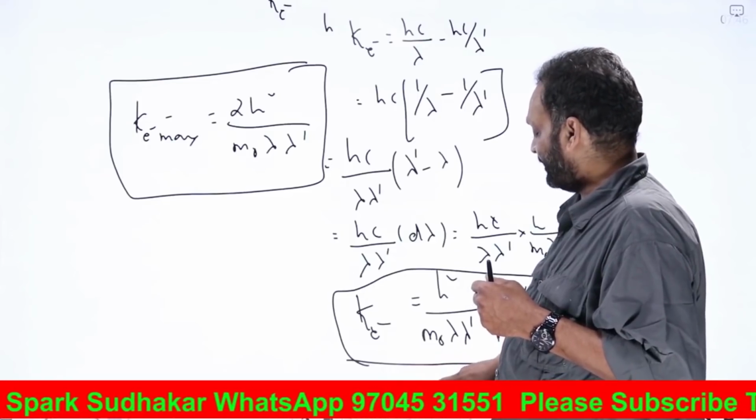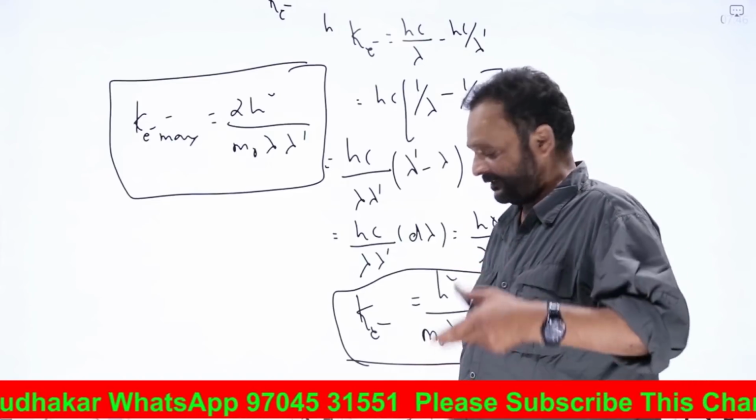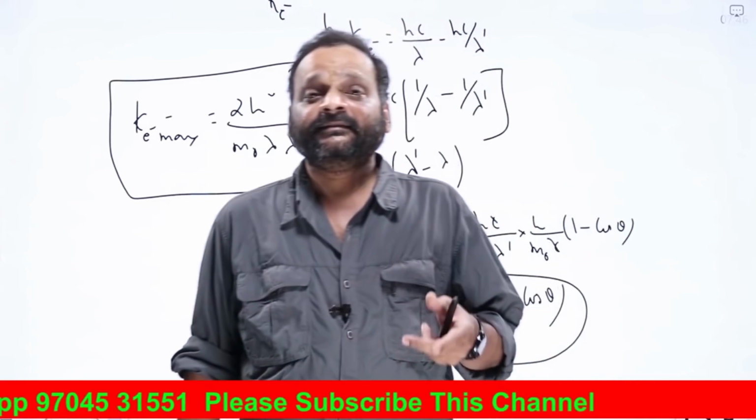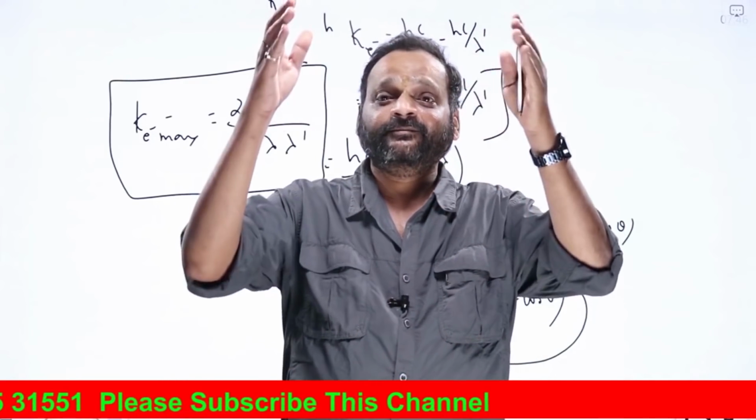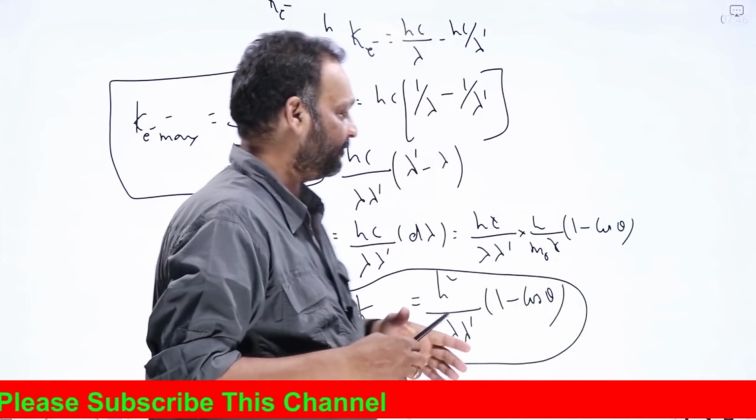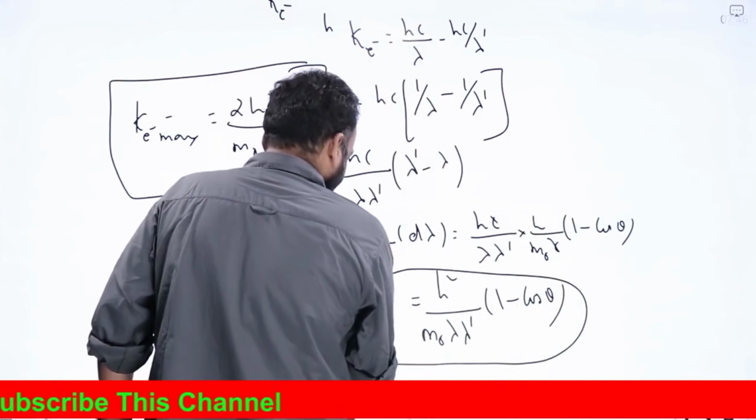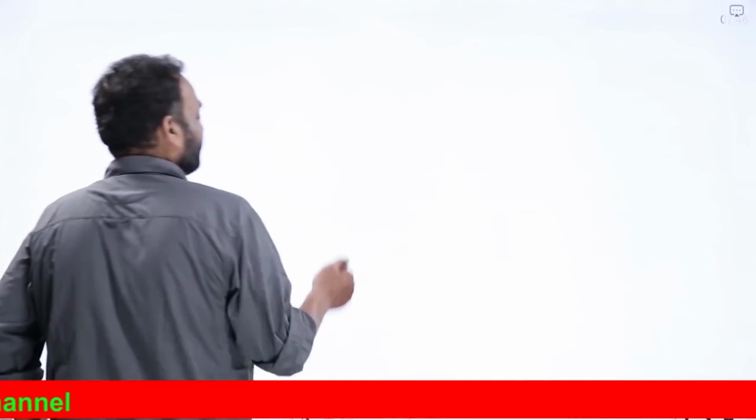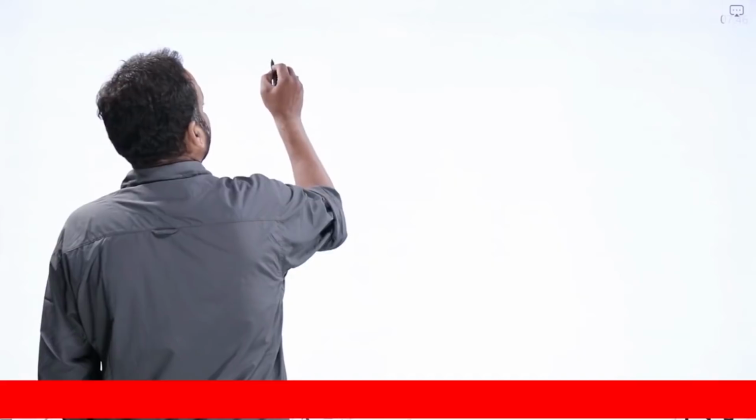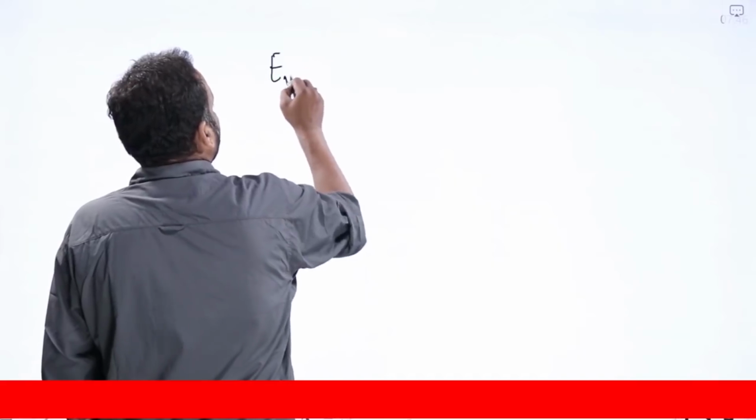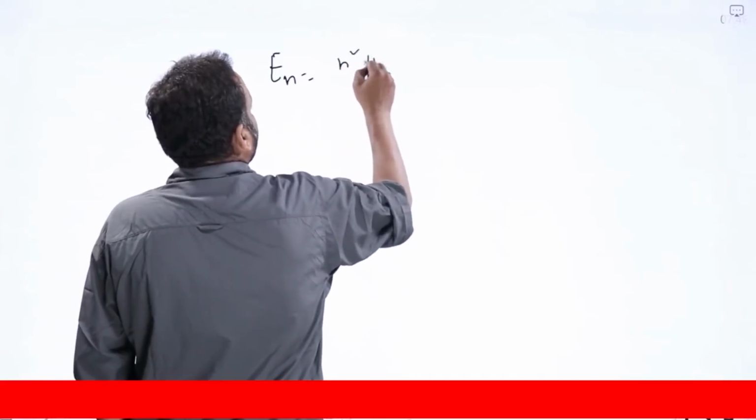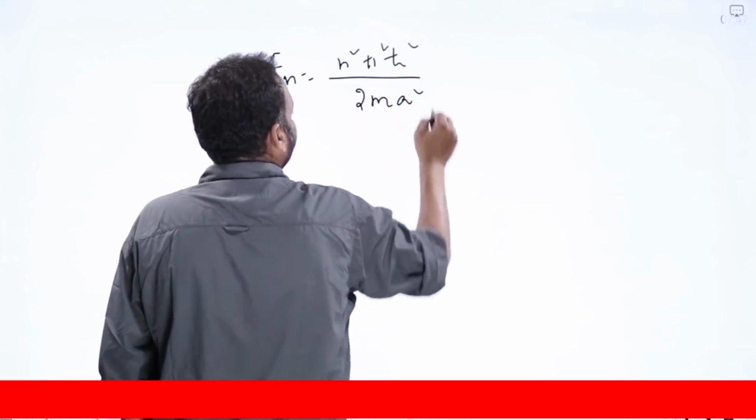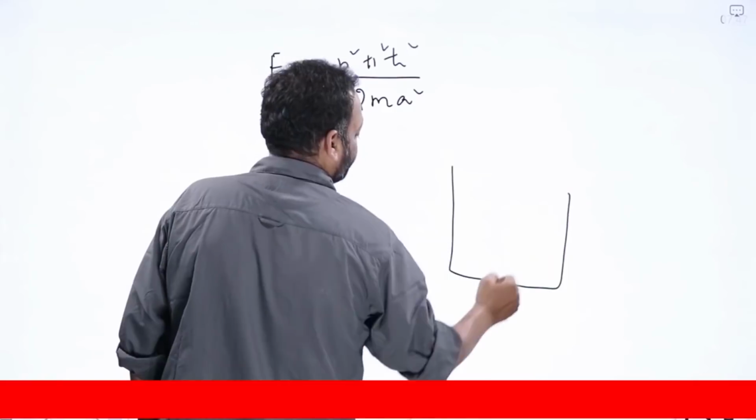Okay, next one, the problem which came in 2020 JAM. Five non-interacting particles are present in a one-dimensional box of width a. What is the expression for the quantized energy levels for a particle in a 1D box? En equals n square pi square h bar square by 2m a square, where a is the width of the box.